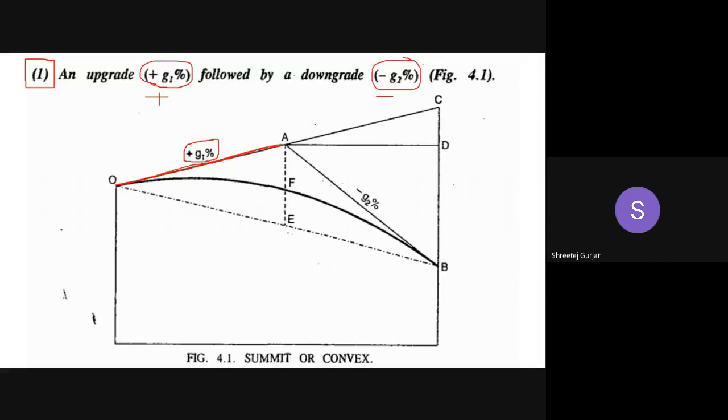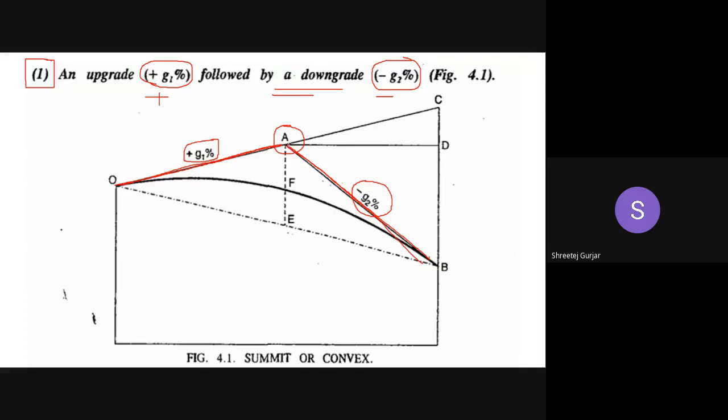Next, it is meeting a downward gradient. A positive gradient is meeting a downward gradient. You can see on your screen, this is downward, hence it is minus, and it is represented as G2. So, plus G1 meeting minus G2: a plus gradient meeting a minus gradient, where it is meeting at a point A.